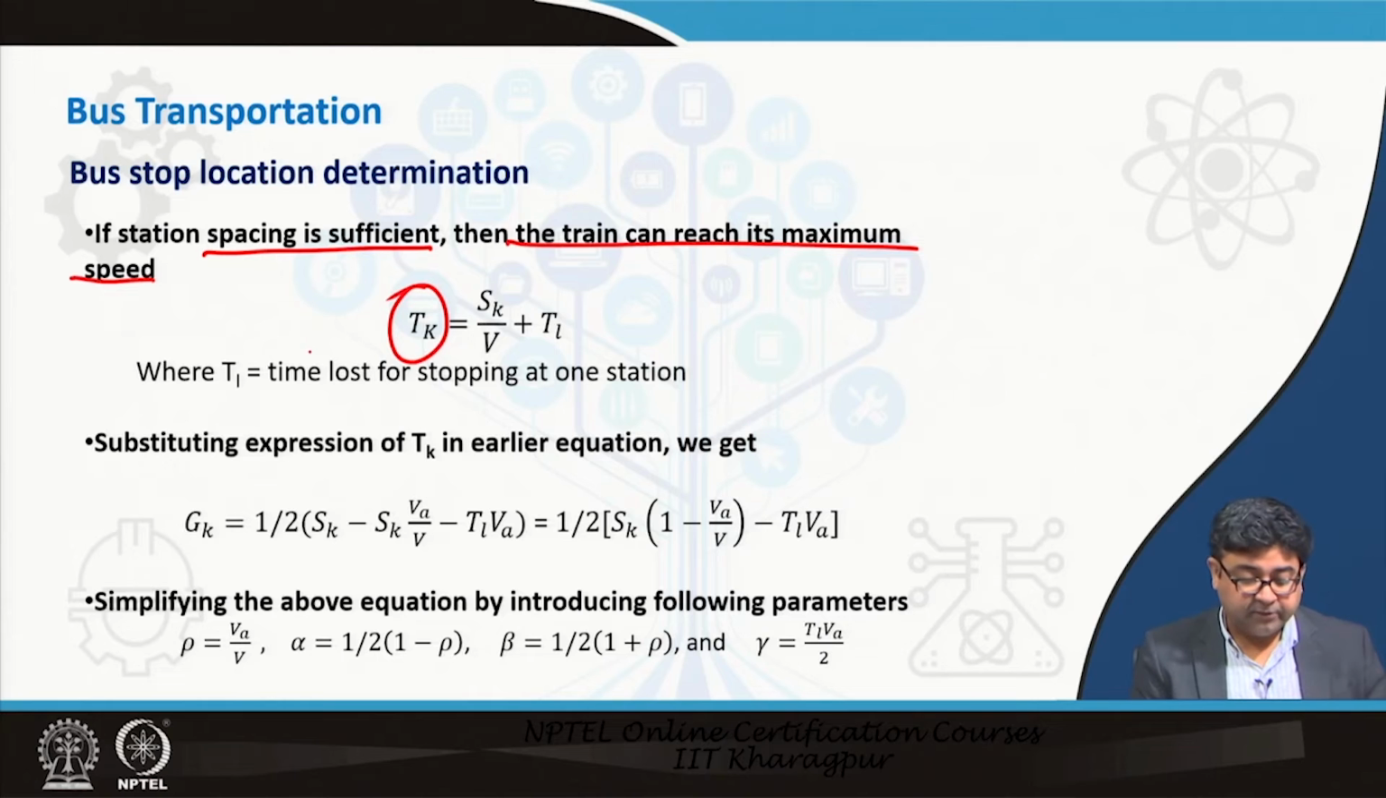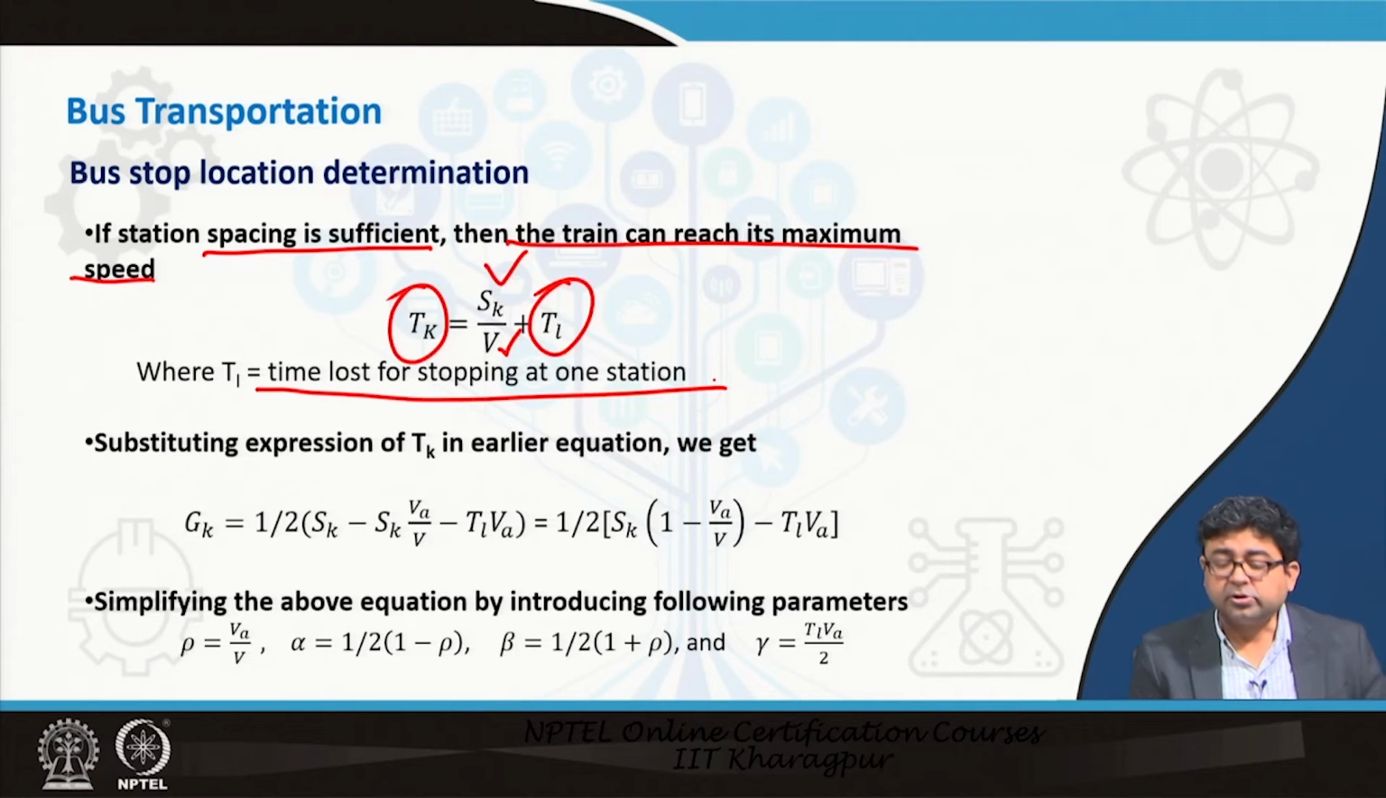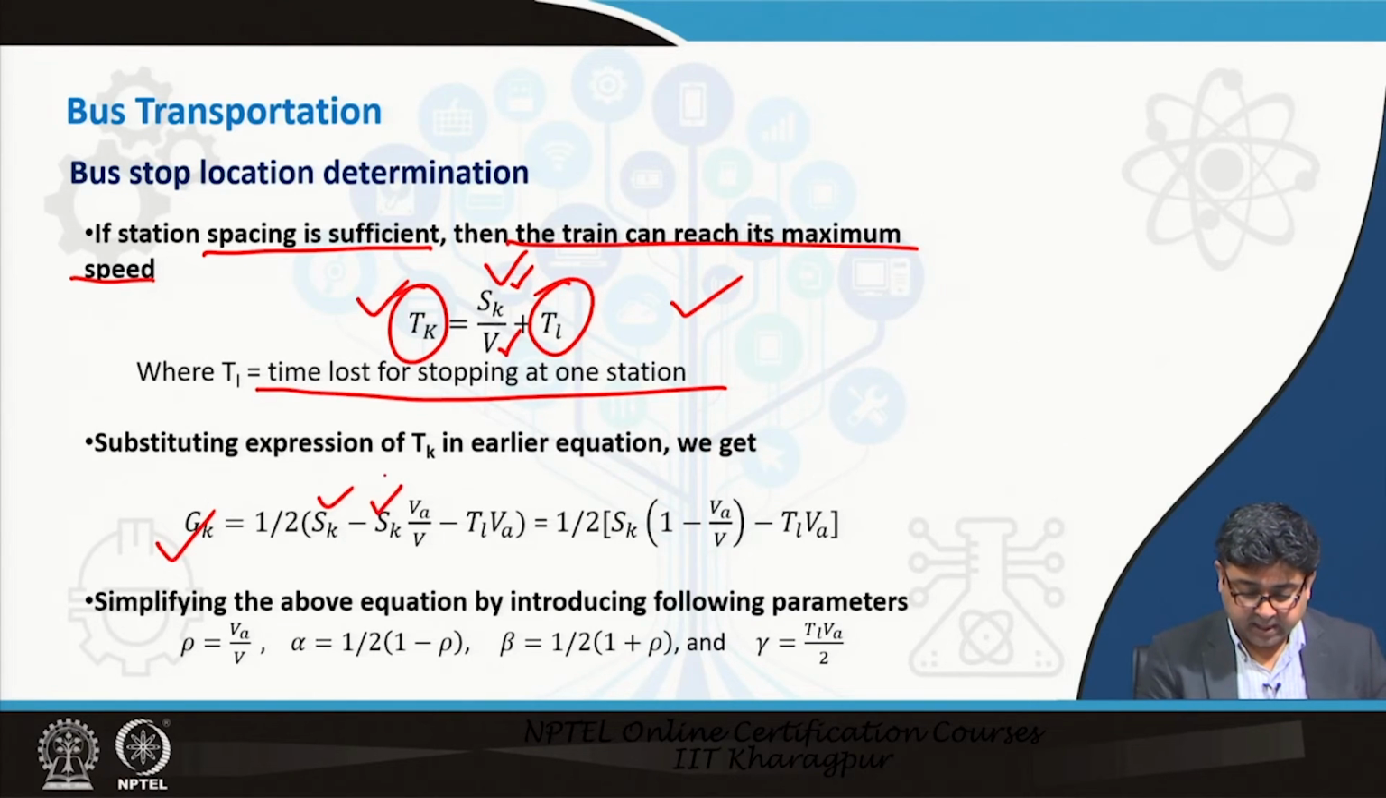So, if Tk is the time taken to travel between the spacing Sk with V as the speed, there is always a TL associated with it, which is the time lost for stopping at one station. So, if you write Tk again in terms of spacing Sk, and substitute this equation in the previous equation, in these two equations, what we get is Gk in terms of Sk, V, Va by V, where Va is access speed and V is the speed on the transit line, travel time lost and access speed.